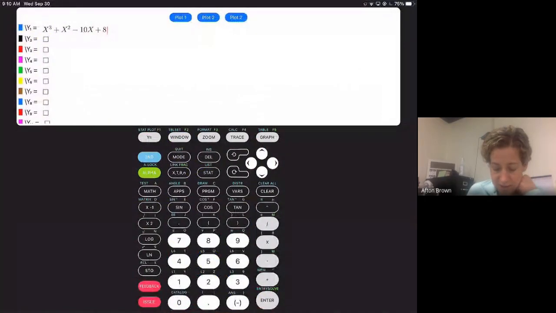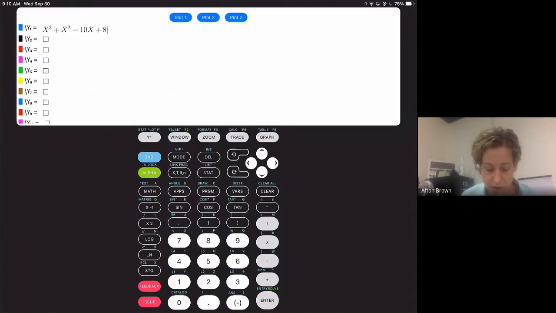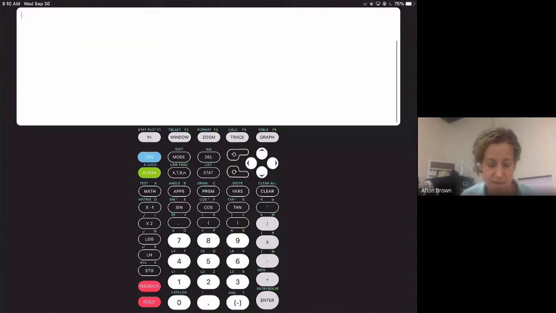What you're going to do is hit second, quit, to go to your main screen. Again, it's important that you stop me if I lose you on a step, but in y equals, I've entered this function, which is x cubed plus x squared minus 10x plus 8. Then I hit the blue button, and the button right next to it says mode, but above it in blue, it says quit. So I hit second and mode, and it takes me back to the home screen. If you have anything entered in on here, just hit clear.